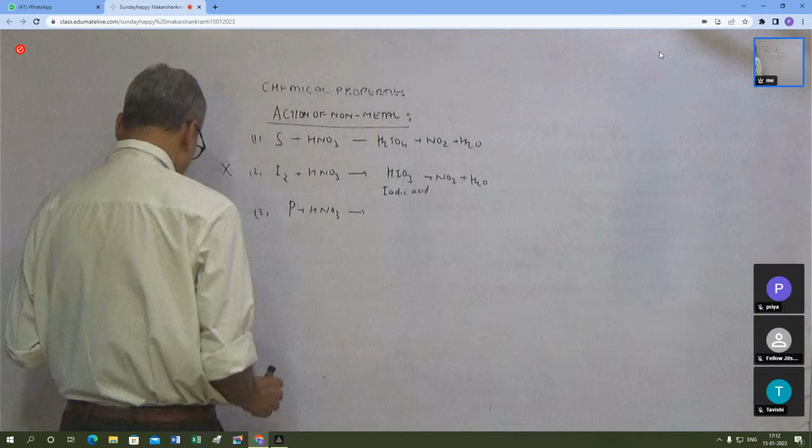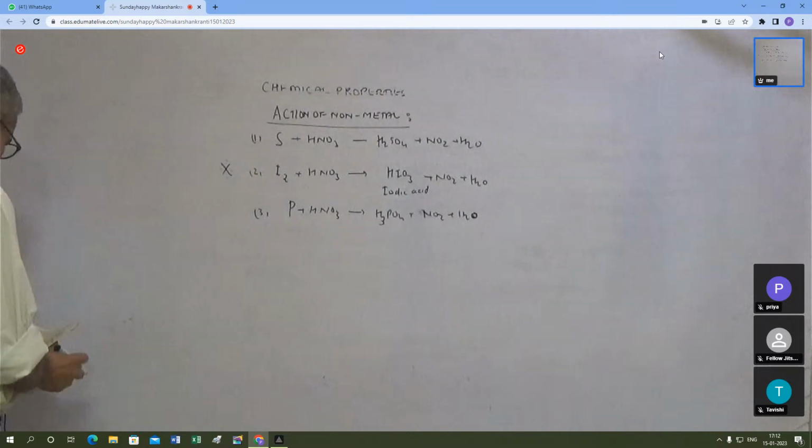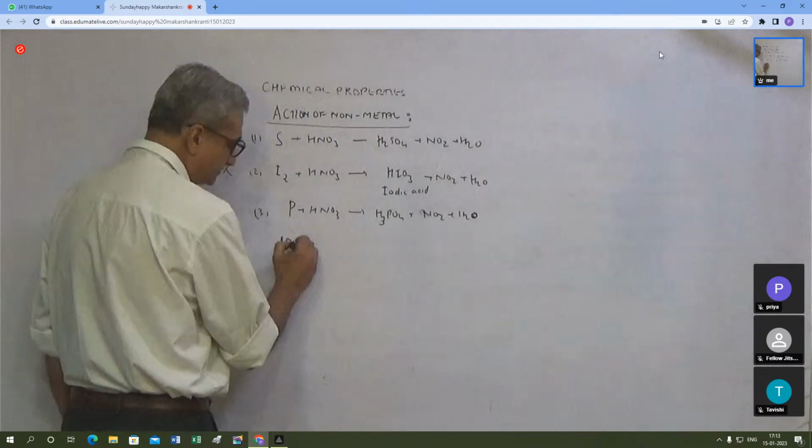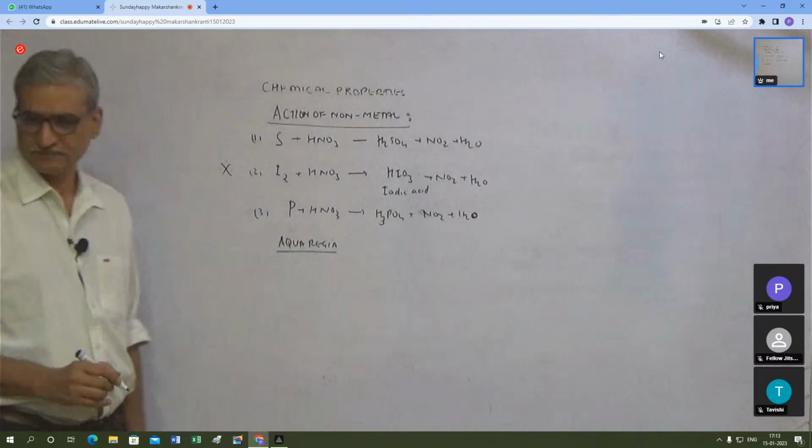Okay. Then what happens is its role as aqua regia. So what is aqua regia? Aqua regia is three parts of concentrated hydrochloric acid plus one part of concentrated nitric acid. Pure nitric acid was aqua fortis. So this itself is a question on its own which we'll answer.